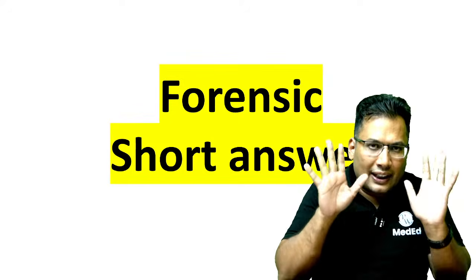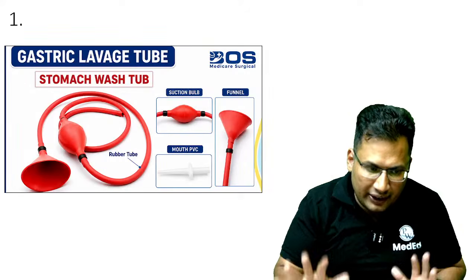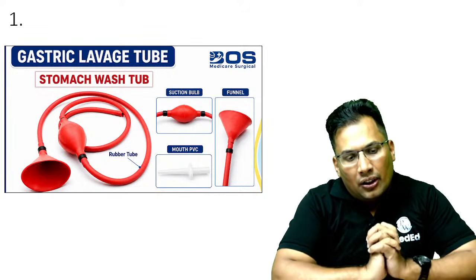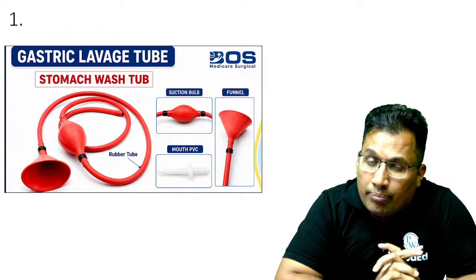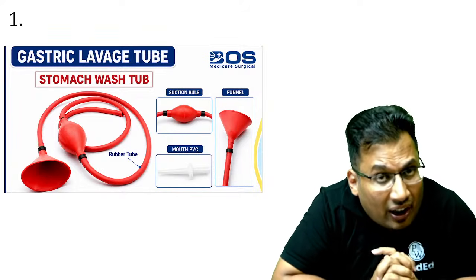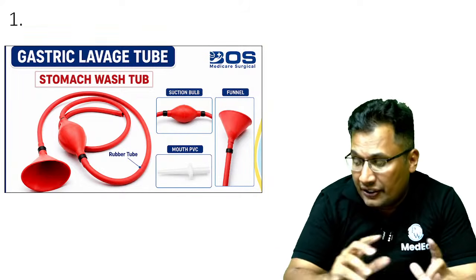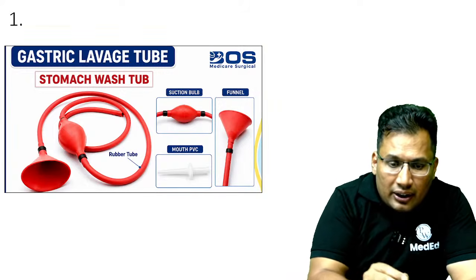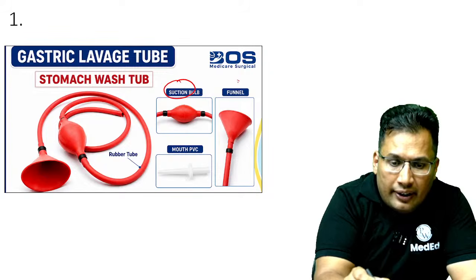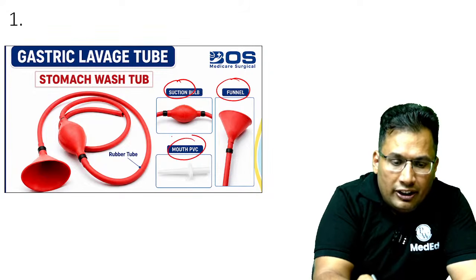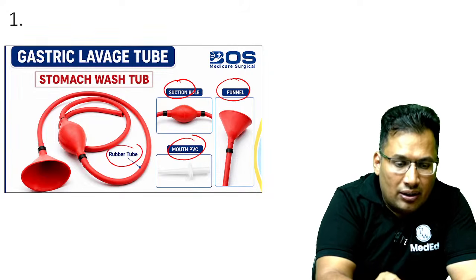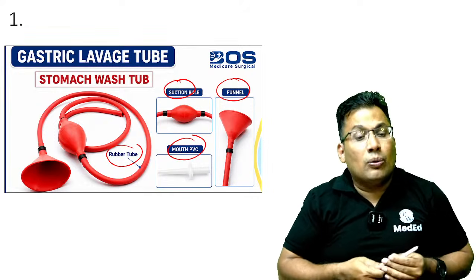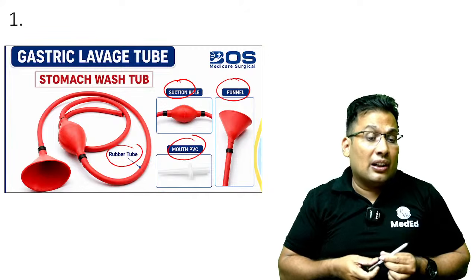The first question, a 3 marks question, is this one. It is a sure question in the exam. Gastric lavage tube: it has a suction bulb, a funnel, a mouth PVC piece, and a rubber tube with proximal and distal ends. My question is very simple: what are the contraindications for gastric lavage?